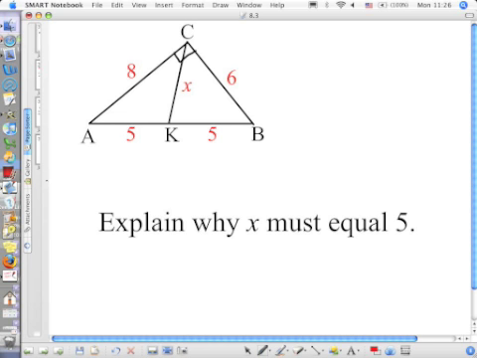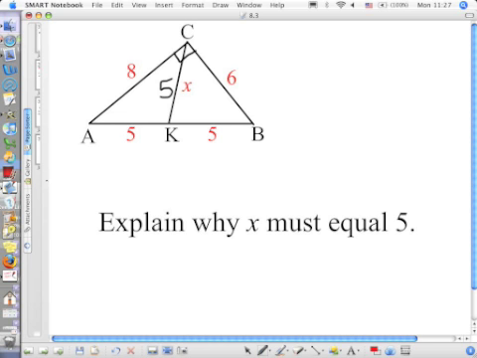The midpoint of the hypotenuse of a right triangle is equidistant to all 3 vertices. So if AK is 5 and KB is 5, then CK is also 5. That's right. Great.